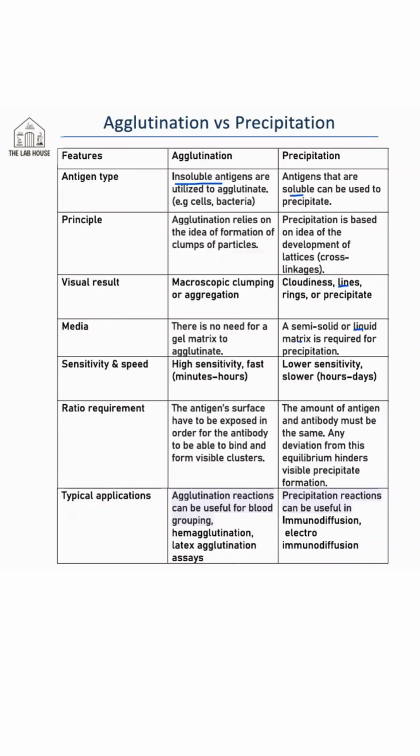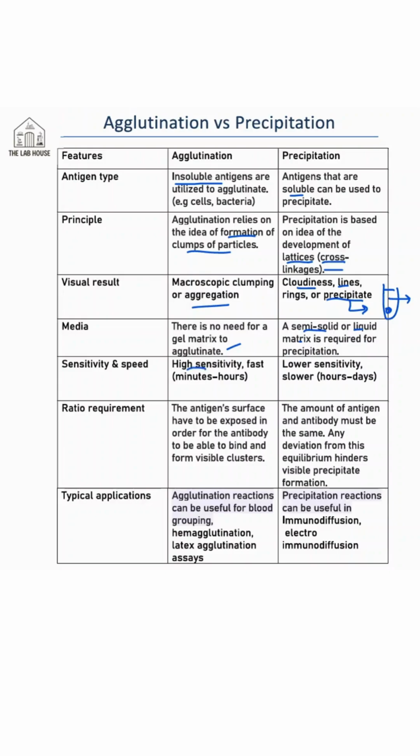Principle: agglutination involves the formation of clumps of particles, while precipitation involves the development of lattices, cross linkages. Visual result: macroscopic clumping or aggregation, while in case of precipitation, cloudiness, turbidity, lines or rings of precipitation are seen. Or precipitate. Precipitate is a solid particle that is formed at the bottom of the tube while the supernatant remains above after centrifugation. Media: there is no need for gel matrix to agglutinate, while in case of precipitation, a gel matrix, that is semi-solid or liquid matrix, is required for precipitation.